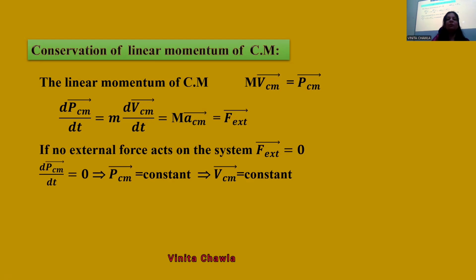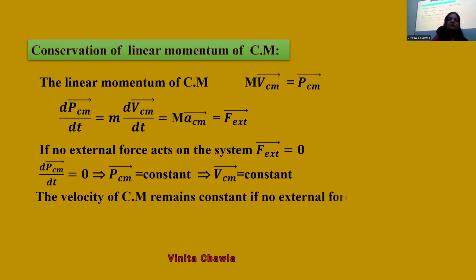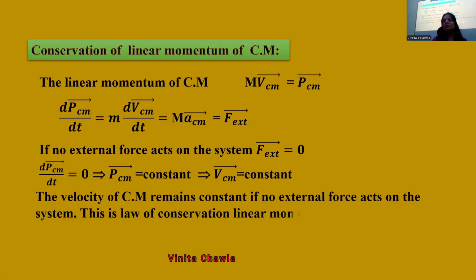What does this mean? Linear momentum is a constant quantity. But how do we write linear momentum? We write linear momentum as M v_cm. This means the product of mass and velocity is a constant. Mass is already a constant, so velocity has to be constant. Only then will the product be constant, right? So therefore, velocity of center of mass is a constant. The velocity of center of mass remains constant if no external force acts on the system, and this is the law of conservation of linear momentum. Please write this. Done.